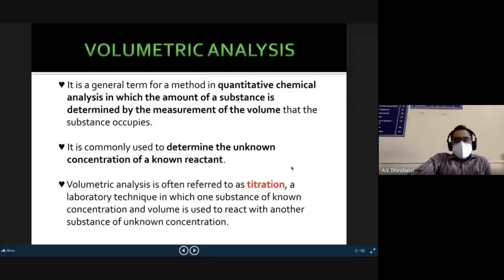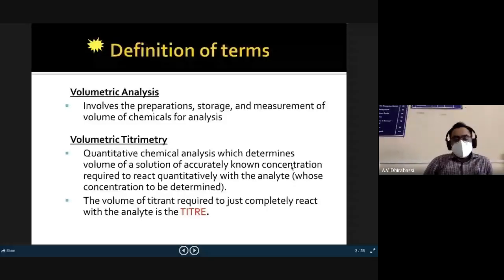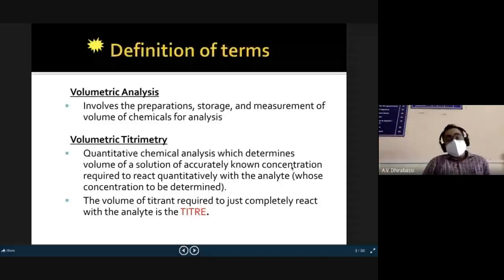So, definitions of terms. What is volumetric analysis? It involves the preparation, storage and measurement of the volume of the chemical for analysis. If you are given one sample, you have to find out its concentration, and we can also analyze its volume.